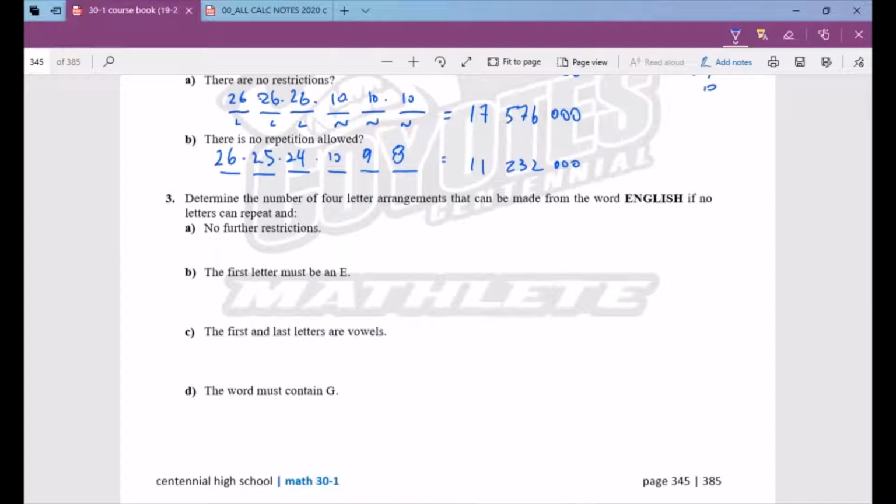All right, question number 3. Determine the number of 4-letter arrangements that can be made from the word English if no letters can repeat and there's no further restrictions. So we have these letters, E-N-G-L-I-S-H. We want a 4-letter arrangement.